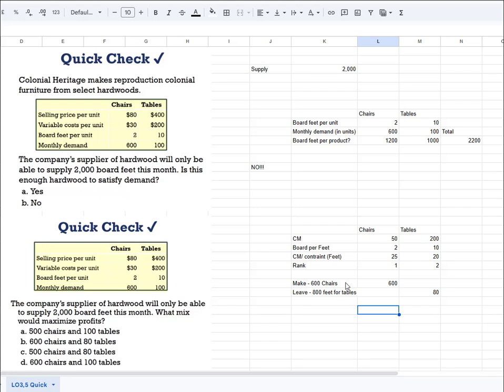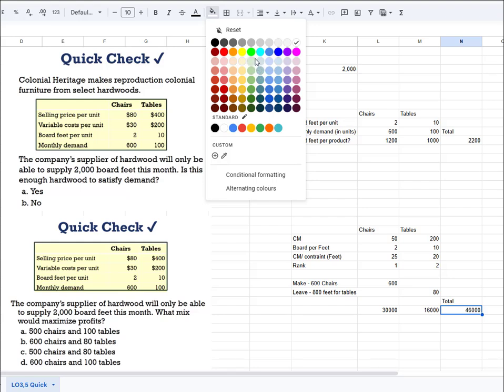And how much are we going to make from all of that? Well, this is going to be 600 times 50, and this is going to be 200 times 80. So in total, we are going to make $46,000 by utilizing our constrained resources effectively.